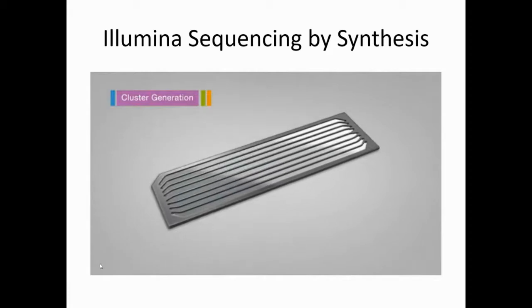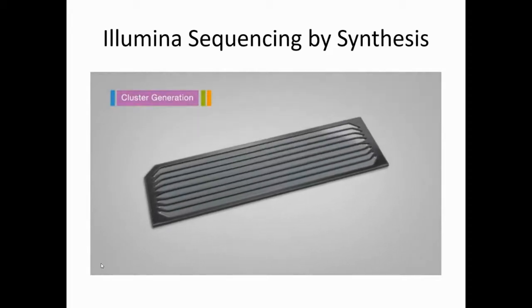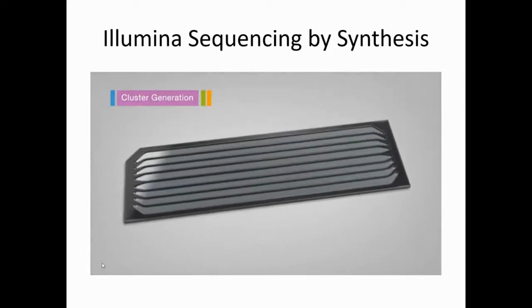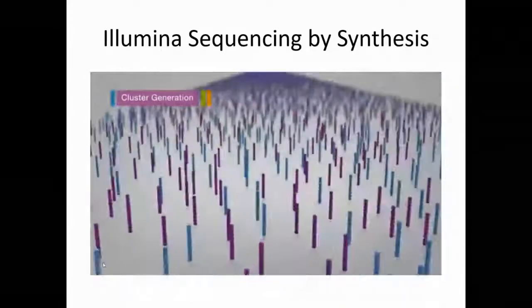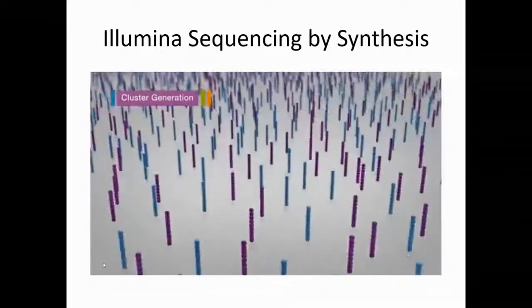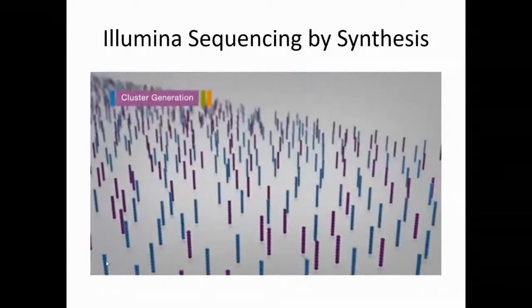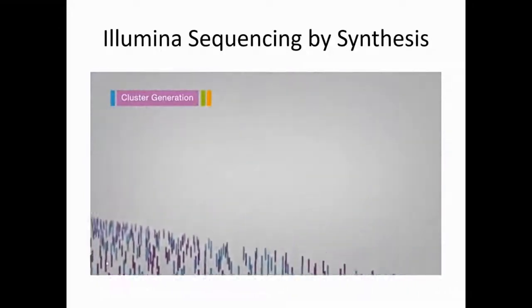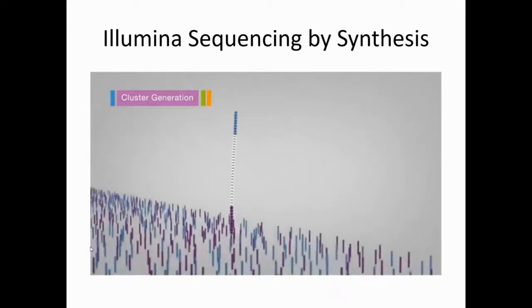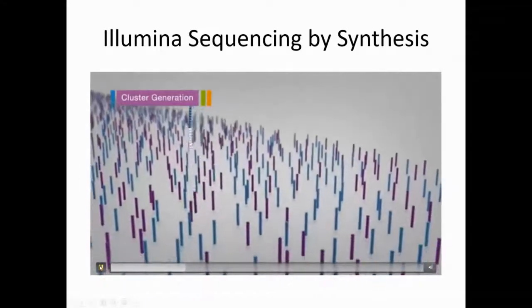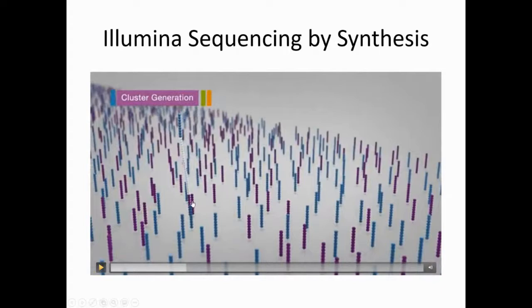Clustering is a process where each fragment molecule is isothermally amplified. The flow cell is a glass slide with lanes. Each lane is a channel coated with two types of oligos. Hybridization is enabled by the first of the two types of oligos on the surface. This oligo is complementary to the adapter region on one of the fragment strands.